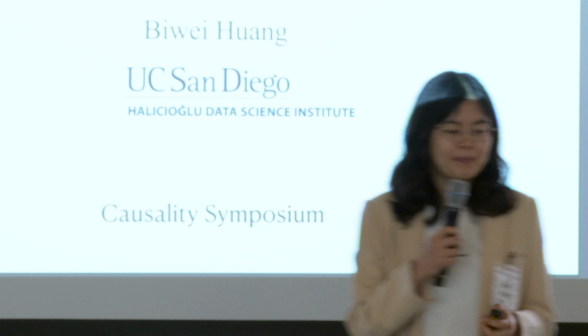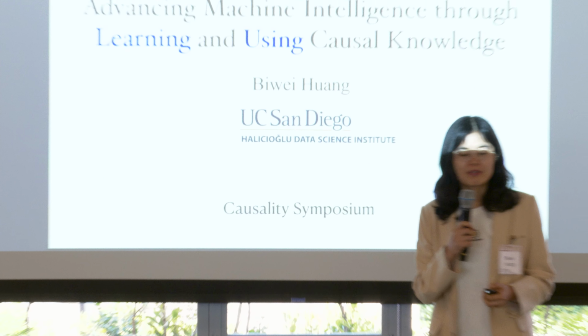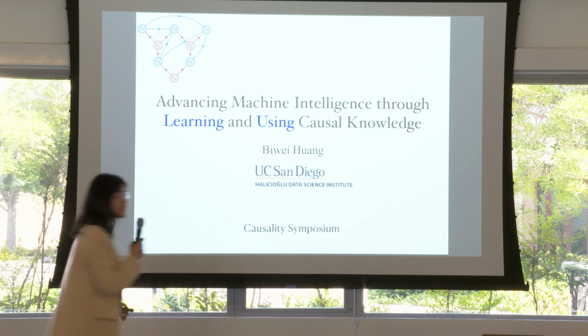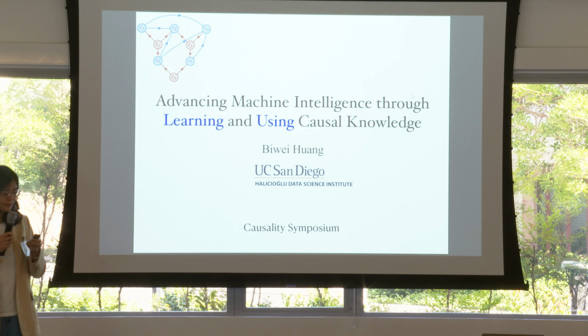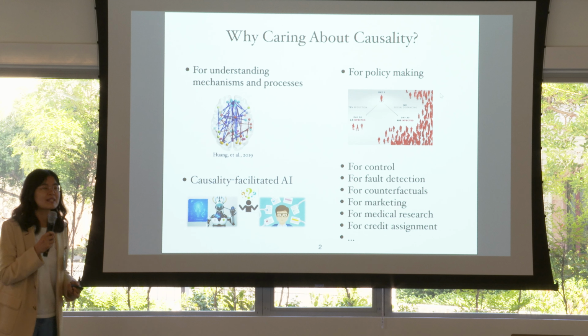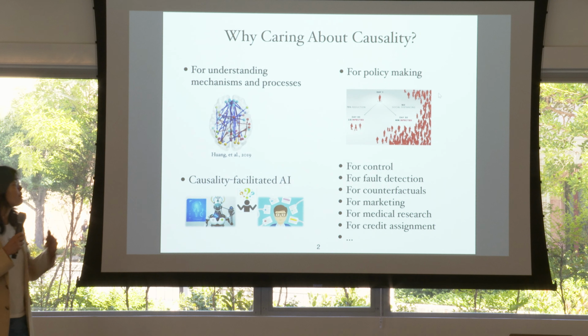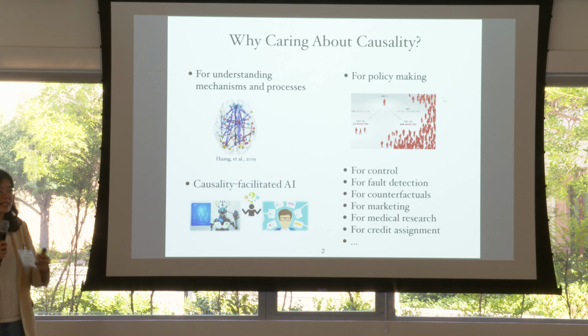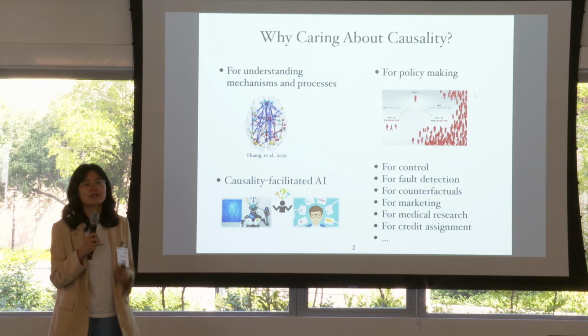So I'm BV. Today I will give a brief introduction on learning and using causal knowledge to advance machine intelligence. First, let me again emphasize why we should care about causality. We know many tasks in science and engineering require causal information.